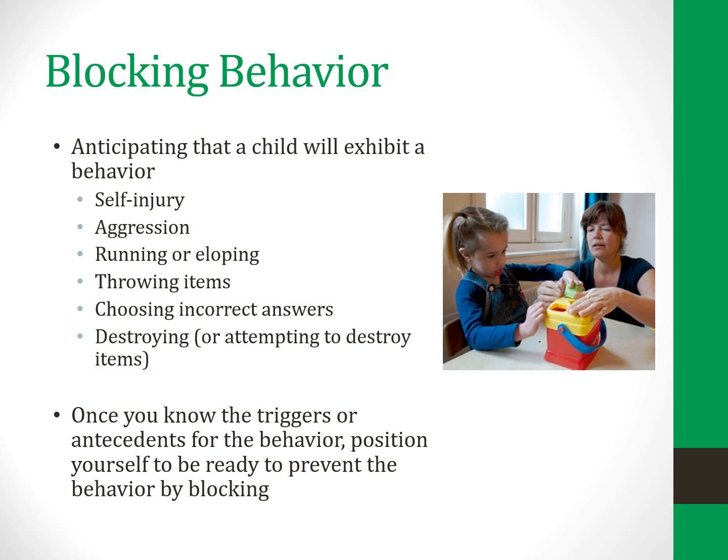One other thing I think that's worth talking about here is blocking behavior. So if you anticipate that your child might engage in something like self-injury or aggression, potentially even running or eloping, throwing items, if you know that they're intentionally going to choose incorrect items, right? Or maybe destroying things in the house, the best thing you can do is anticipate that and try to block that behavior from happening. I know lots of parents have probably instituted safety procedures at home for eloping, like locks that are very high up on the doors and windows, right? Those are preventions. That's a way that you block behavior.